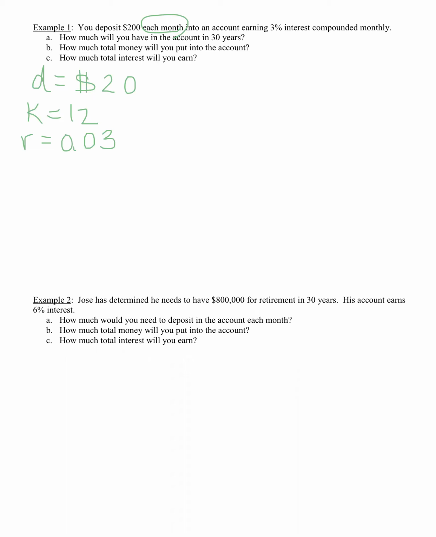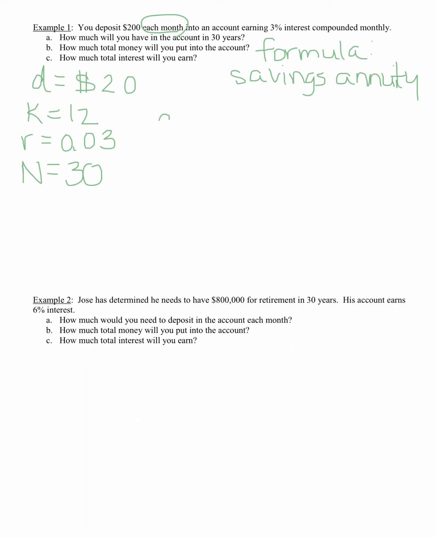So if we're doing our formula, our formula is for a savings annuity. And we're going to grab that formula up top. So you just want to figure out which formula you're supposed to use. This is a savings annuity because I'm trying to save and have money in that account after 30 years. And I'm using a recurring deposit every month, so it's an annuity.